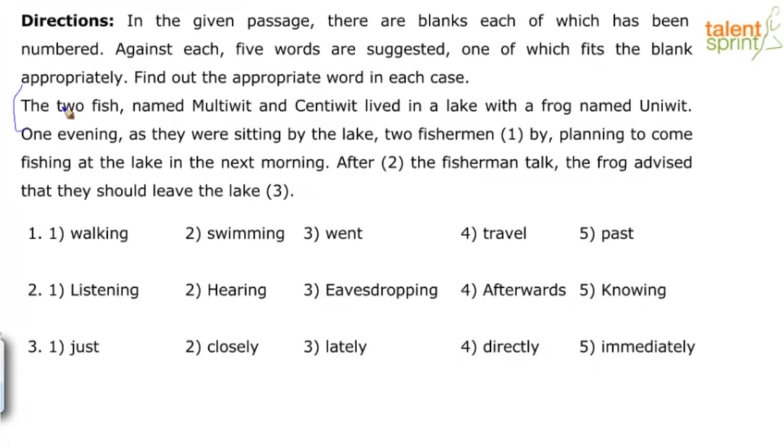Let's read. The 2 fish named Multiwit and Centiwit lived in a lake with a frog named Uniwit. One evening, as they were sitting by the lake, 2 fishermen dashed by, planning to come fishing at the lake. And the next morning, after dash, the fishermen talked. The frog advised that they should leave the lake. Multiwit laughed and said, "Don't be frightened, Uniwit. Many wits say dash will happen tomorrow." Frog inclined to his instincts and dashed the lake that night. The next morning, fishermen caught Multiwit and Centiwit in their nets, and so it is better to pay heed.